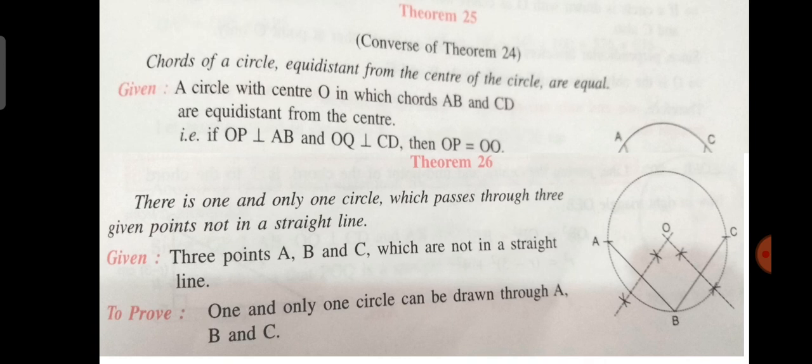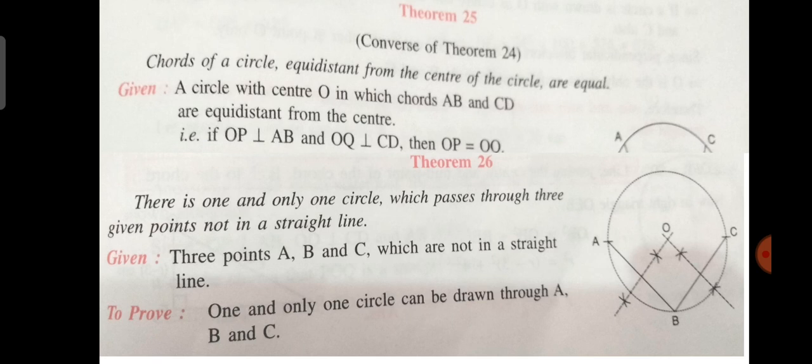Okay, you have to study the theorem only. And next is another theorem. There is one and only one circle which passes through three given points and which is not in a straight line.